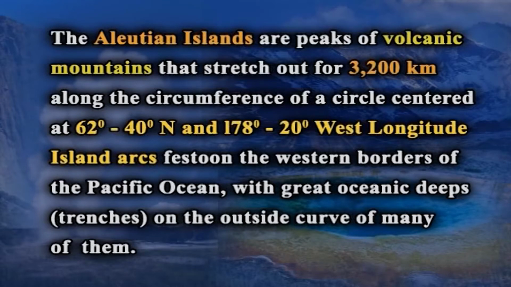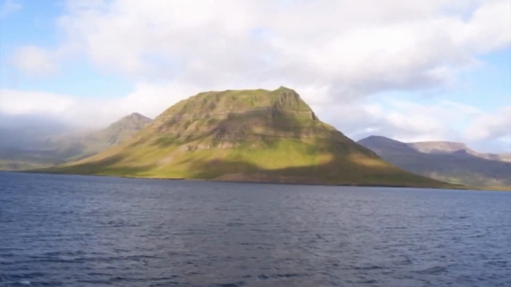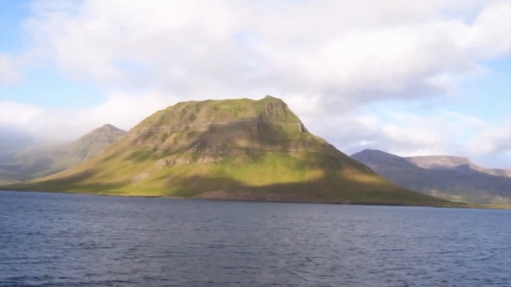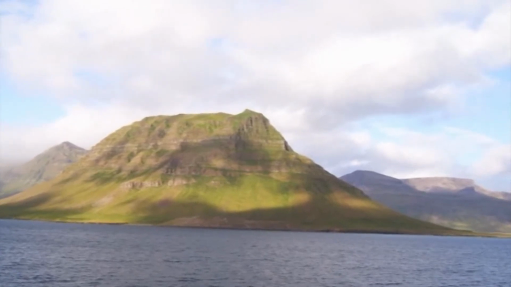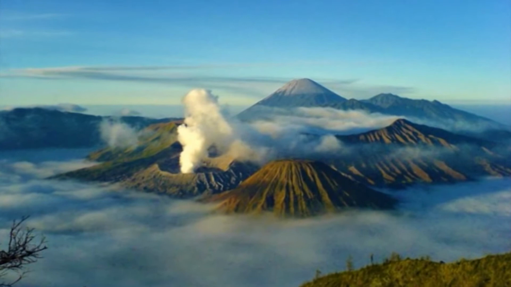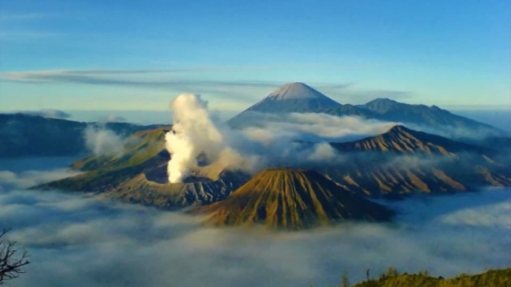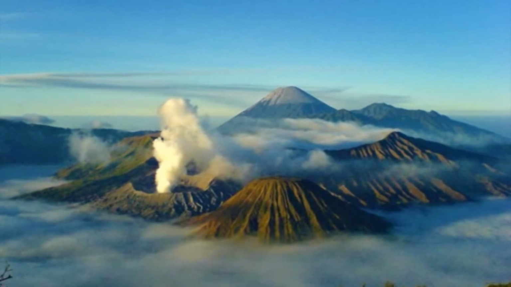of a circle centered at 62 to 40 degrees north latitude and 178 to 20 degrees west longitude. Island arcs festoon the western borders of the Pacific Ocean with great oceanic deeps, that is trenches, on the outside curve of many of them. More than 64,000 kilometers of mid-oceanic ridges have so far been mapped around mid-ocean rift valleys. These have been pouring out fresh basaltic material on both sides of such ruptures in the Earth's crust.